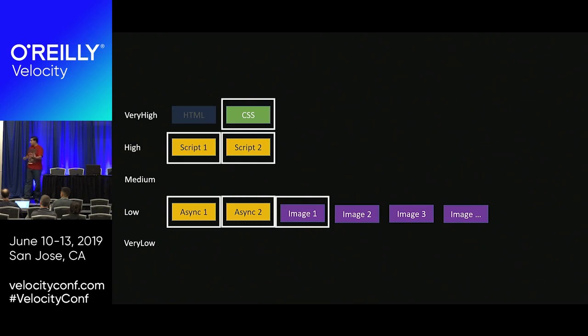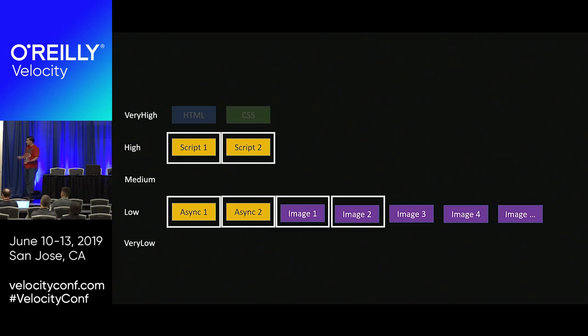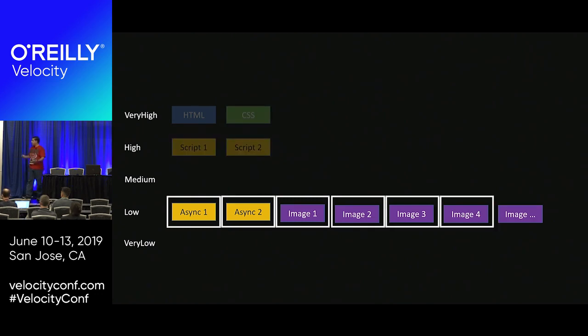HTML finishes. We start downloading the first image because we get a free resource. CSS finishes. We start downloading the second image. The 2 scripts finish. We're downloading now 4 images and 2 low priority scripts. We haven't quite done layout yet because, like I said, layout and style can take up to a second in some cases to actually calculate.